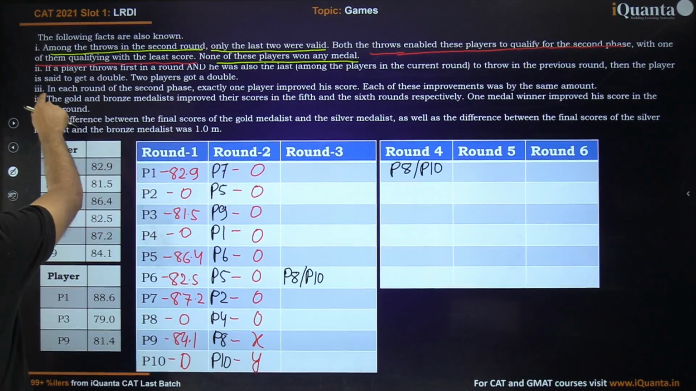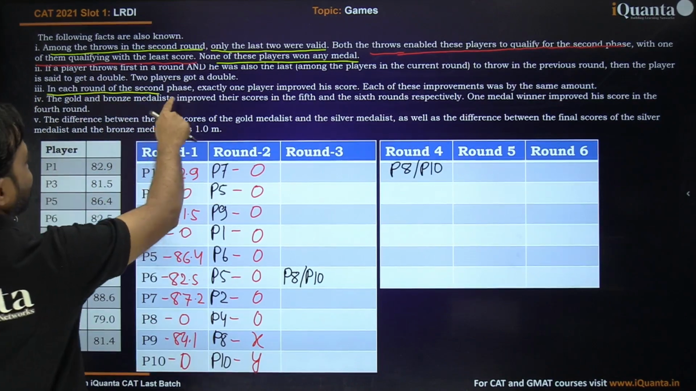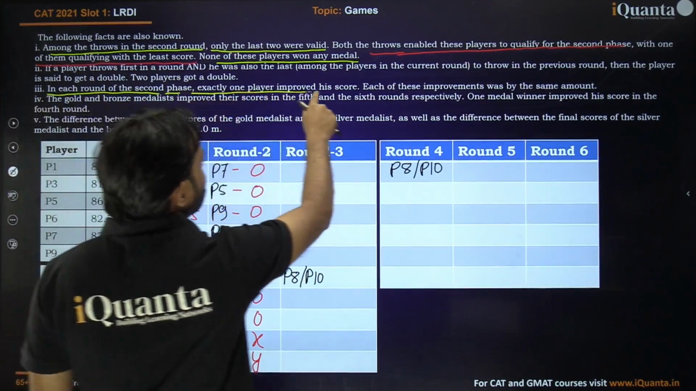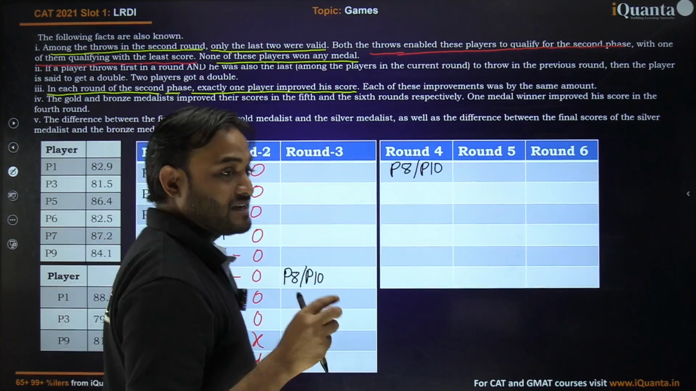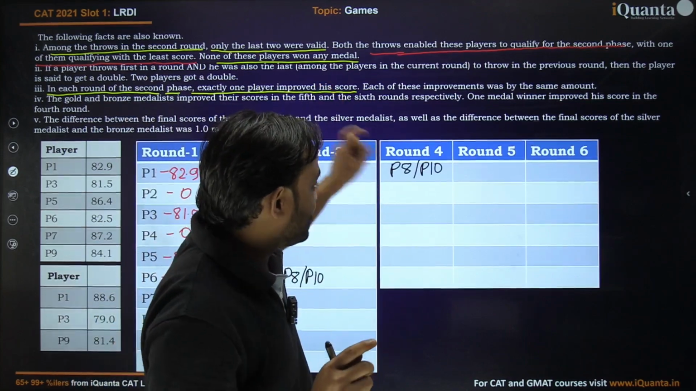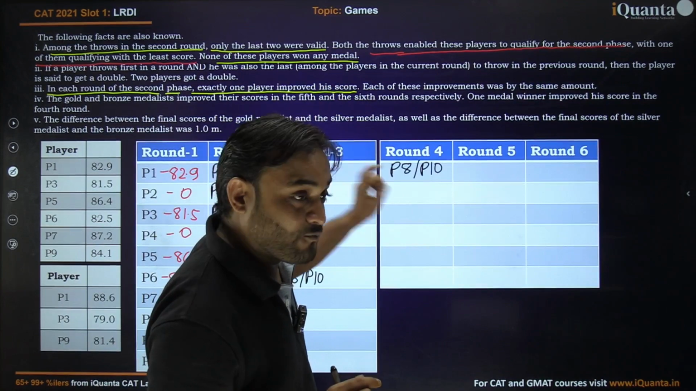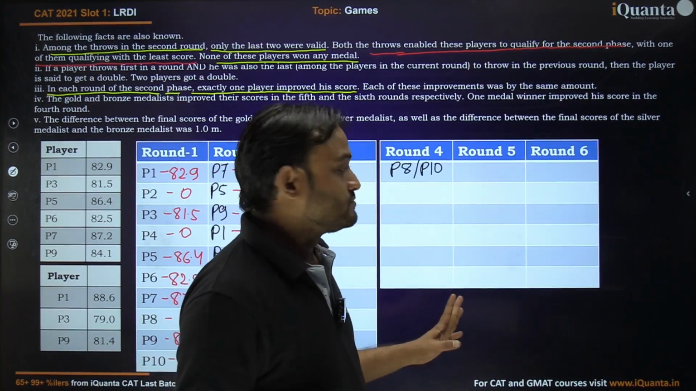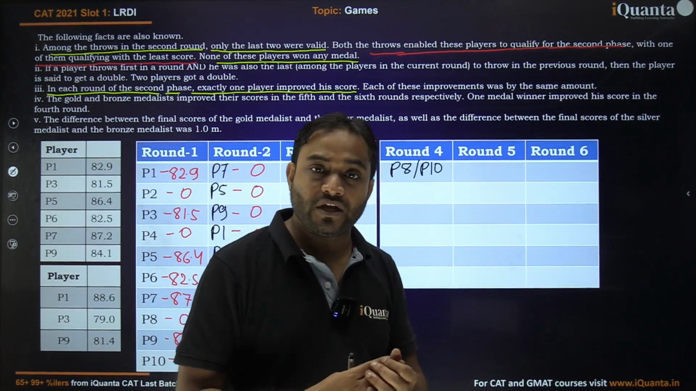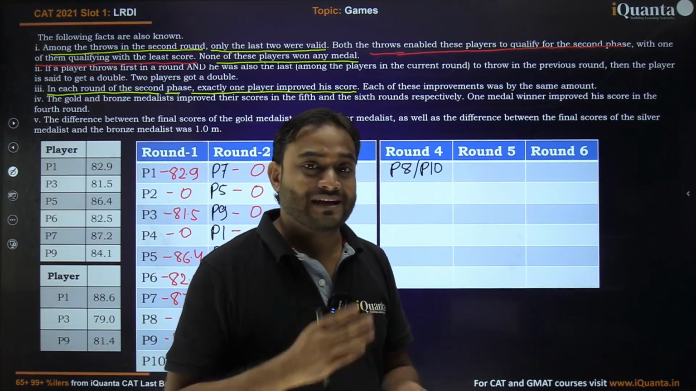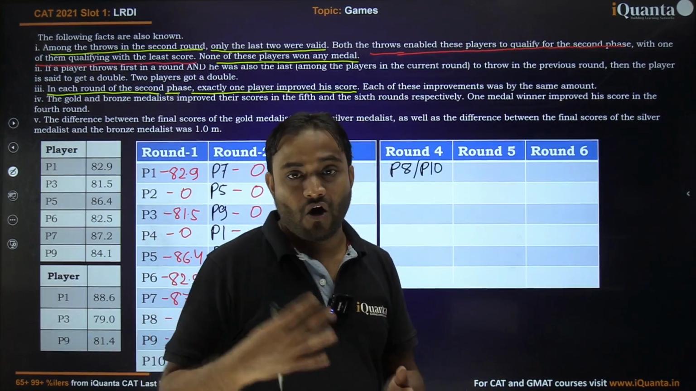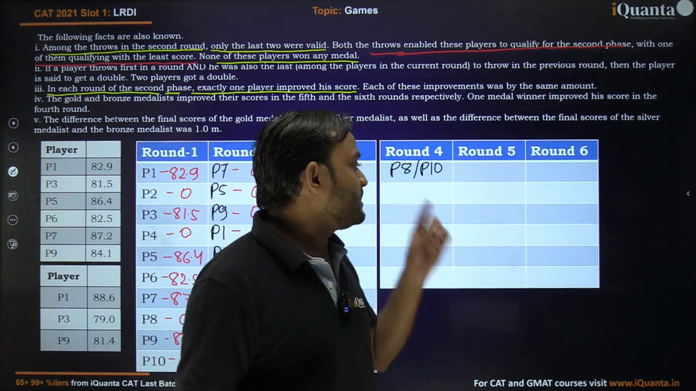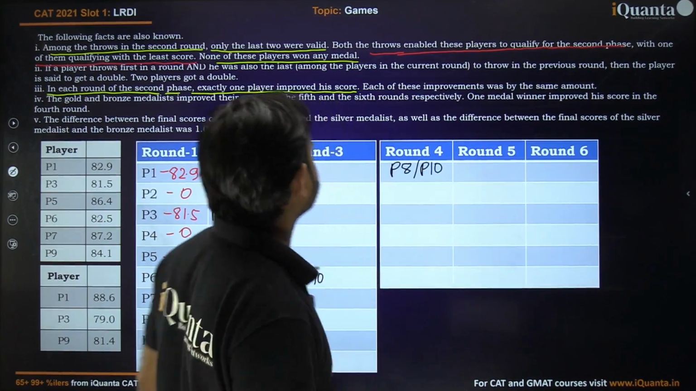Later it says in each round of the second phase, exactly 1 player improved his score. Means there are players who improved in round 4, round 5, round 6, but exactly 1 player in each round. Okay, so at most 3 players it could be, and at least 1 player. At least 1 player improved thrice, or at most 3 players improved in each of these rounds.